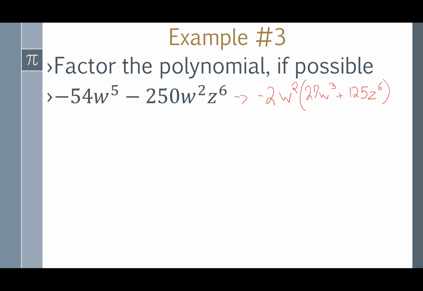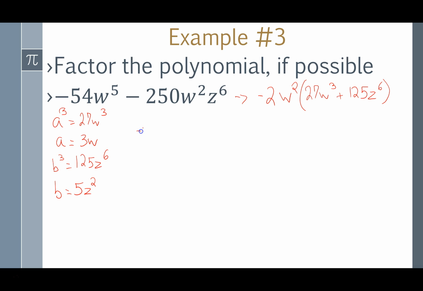Well, we take a look at our numbers. 27 and 125 are both perfect cubes. And as far as the exponents go, as long as the exponent is a multiple of 3, it's a perfect cube then. So w to the third is a perfect cube, and then z to the sixth is also a perfect cube. So the first term represents a cubed, that's 27w cubed, which means a would just be 3w. And then the second term is b cubed. So 125z to the 6th would be b cubed. That means our original value of b is just 5z squared.